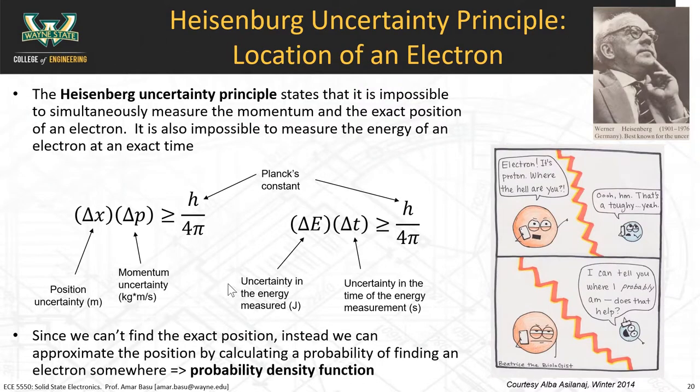A little bit of history: an important principle that was also discovered in the 1920s is the Heisenberg uncertainty principle. This is an important relationship in modern physics that states that it's impossible to simultaneously measure the momentum and the exact position of an electron. A corollary of that is that it's also impossible to measure the energy of an electron at an exact time. This is a picture of Heisenberg. This was an important rule that makes the behavior of things in the quantum domain, at really small length scales, different than the classical domain.